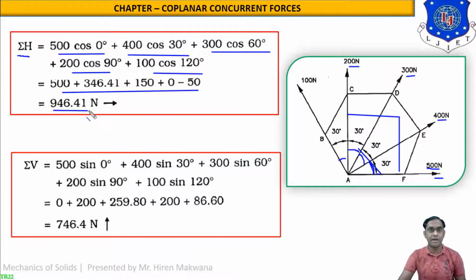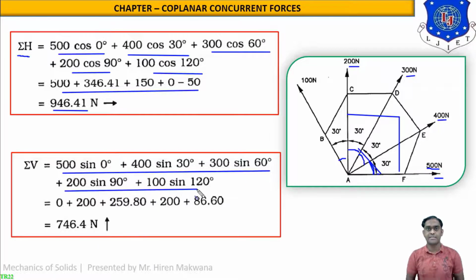While calculating sigma V, all the values are copy pasted. Only and only the difference is that sin is placed in place of cos, as we have discussed in the earlier lecture. So now, what is the simplification in your calculator and what is the answer? It will be 746.4 Newton, also positive. So sigma H is positive and sigma V is also positive. So both are positive. So the resultant will be lying in the first quadrant.